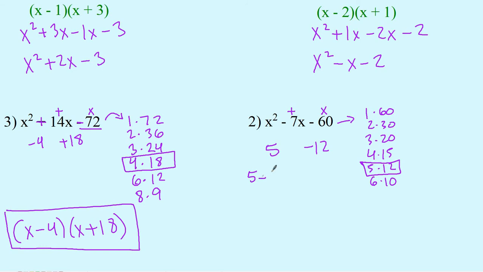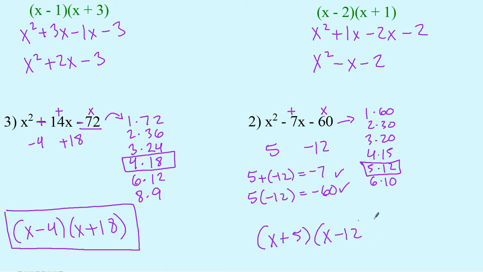Okay, 5 plus negative 12 adds to negative 7. 5 times negative 12 gives negative 60. That's how we get what we want. So it's going to be x plus 5, x minus 12. There you have it.